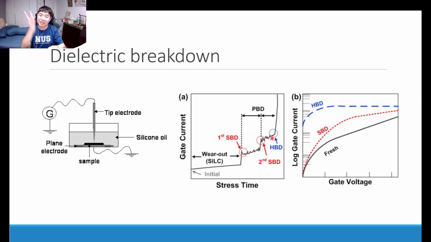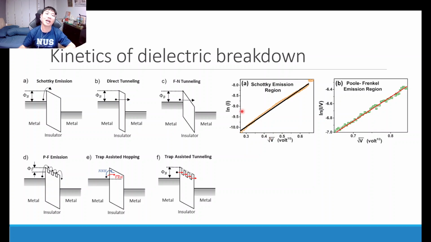However, there eventually reaches a certain point in time where the voltage has been applied for a sufficiently long period of time to trigger your hard breakdown. And so at your hard breakdown, you see a large spike in your gate current, and that is normally defined as your time to failure. The start time of the test to the time of hard breakdown is often defined as the time to failure of your dielectric. And so let me talk a bit about the kinetics of dielectric breakdown.